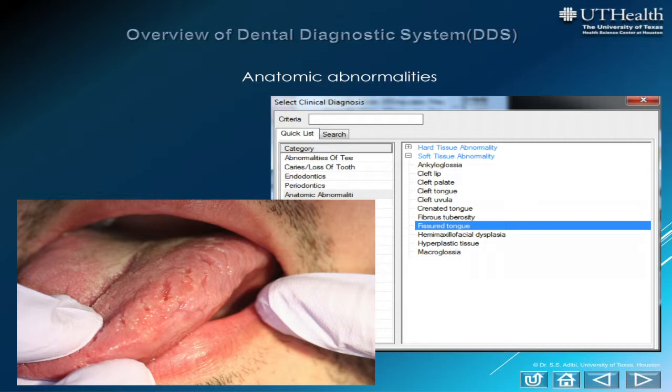Once all these conditions are ruled out, only after a thorough medical history and examination, we can choose the diagnosis of fissure tongue.